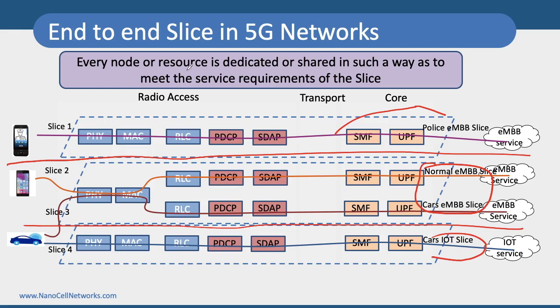So every node or resource is dedicated or shared in such a way as to meet the service requirement of the slice. Typically the operators are going to have certain SLAs for these particular slices, and they are going to meet those SLAs. Those slices can be sold to an MVNO, for example, given to a particular mobile virtual network operator, or sold to a customer like the police or maybe industrial automation and stuff like that. So slicing gives us a lot of flexibility in how it is allocated to the end user, and this is typically different from QoS. QoS was happening on the same network.